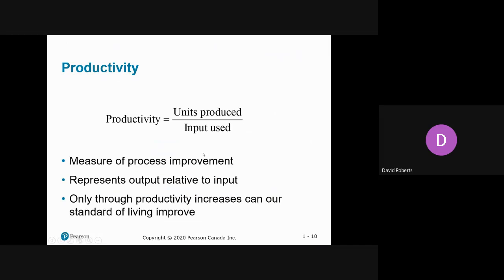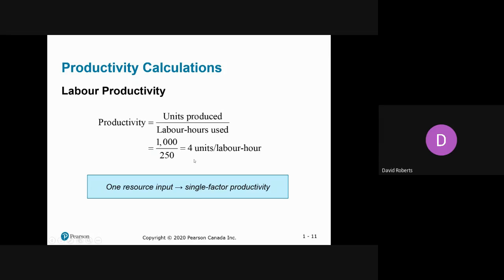Now, for single factor productivity, you simply take the number of units produced and divide it by the input. So in this case, you produced 1,000 units and you spent 250 labor hours to produce 1,000 units. Obviously, then, every hour you produce 4 units. That's it. Now, your input could be machine hours, it could be labor dollars, but in this case, it is labor hours.